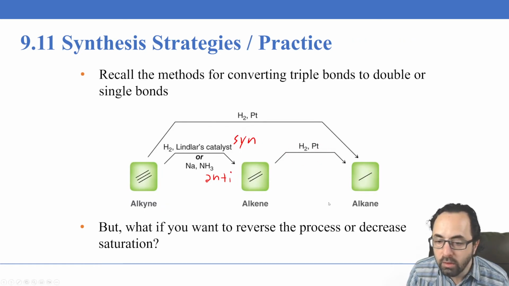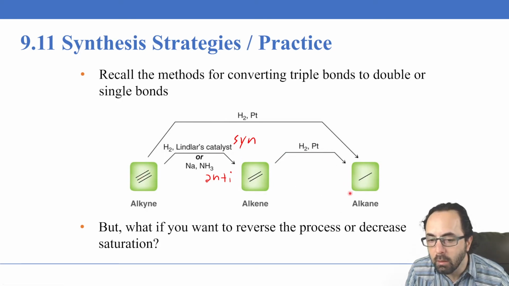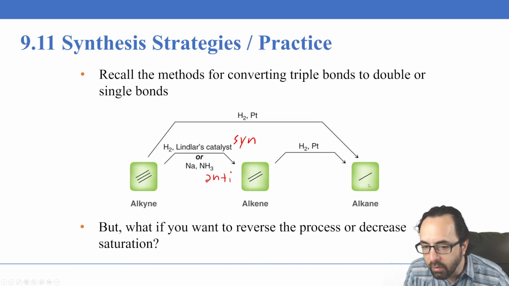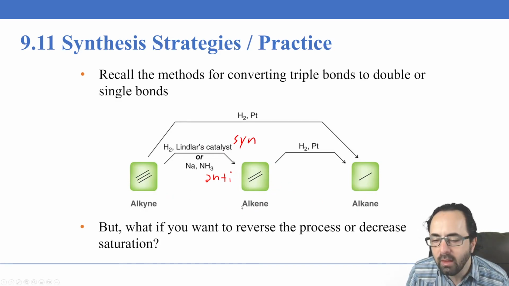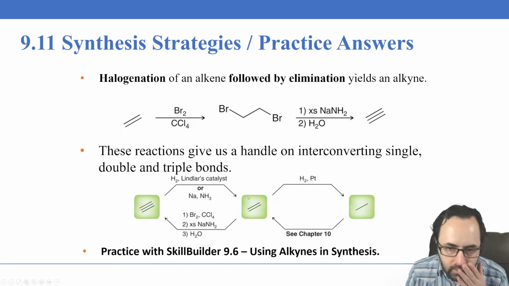What if you want to reverse the process? So here's where we go from triple bond to double bond to single bond. What if we want to go the other way, from single bond to double bond to triple bond? Well, that's nothing new, right? This is a kind of elimination. And so we use a strong base. But our choice of base is going to be important for whether we're going to get a double bond or a triple bond.